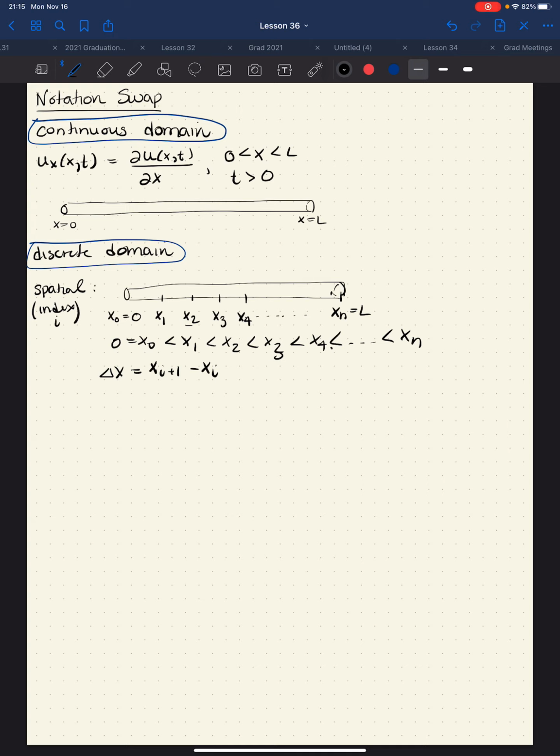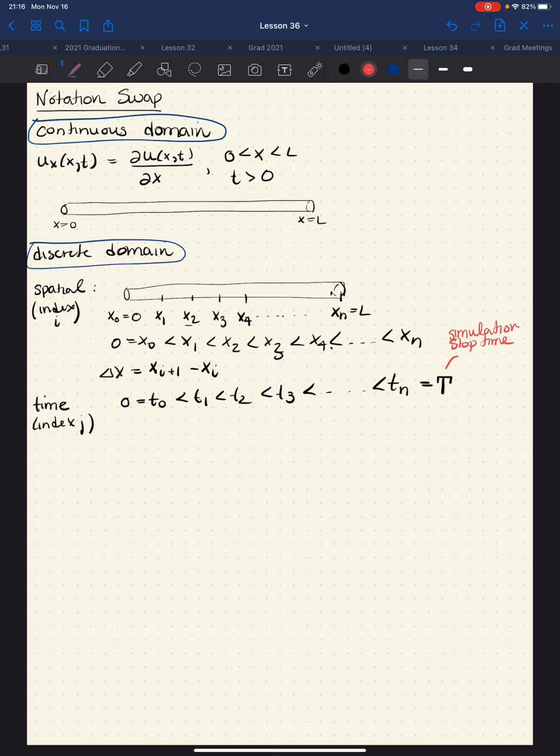I think it's intuitive. And then we can do the same thing with the time domain, or temporal domain if you want. And I'm going to use the index j. In the same vein, 0 equals t_0, which is less than t_1, which is less than t_2, which is less than t_3, dot, dot, dot, which is less than t sub n. And this is going to equal some big T. And this really is the simulation stop time.